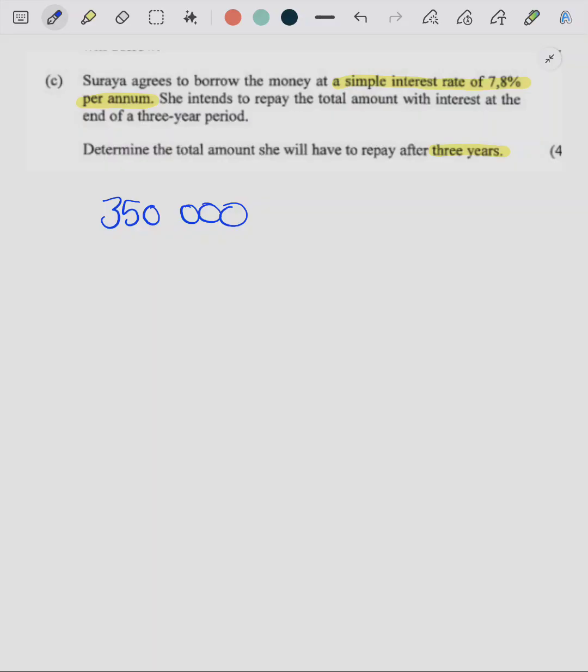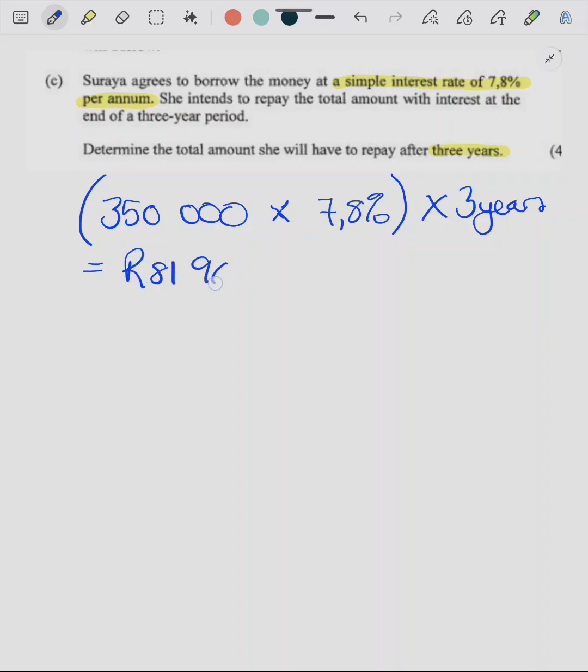We need to know what is going to be the interest. Well, the interest we're told is 7.8% per year. So we go 7.8%, or you could do that over 100. That will give us the interest for 1 year. And then because we're told we're paying interest for 3 years, we're going to say times by the 3 years. Okay, and that gives me 81,900. That is the interest for 3 years.